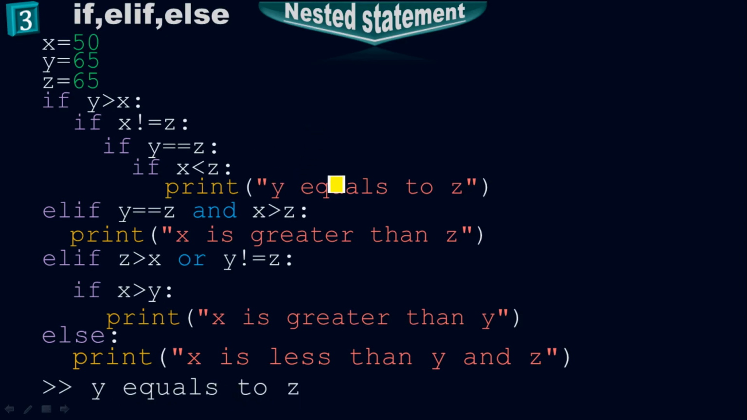So the program will stop here because we got the right answer in the very first part. We don't need to jump to the rest of the parts. It will stop here at this expression. The final output will be y equals to z.